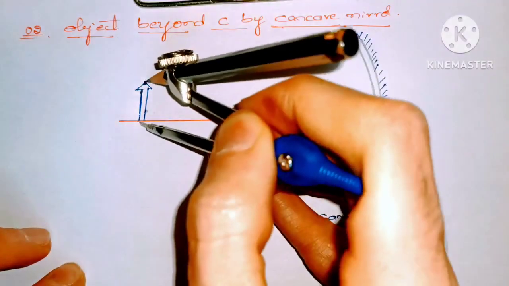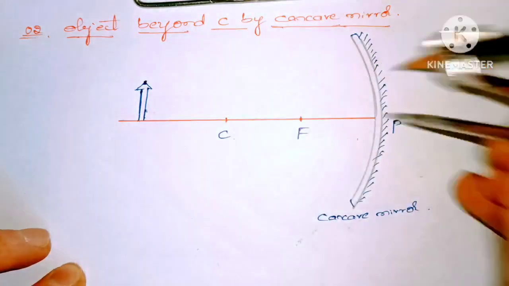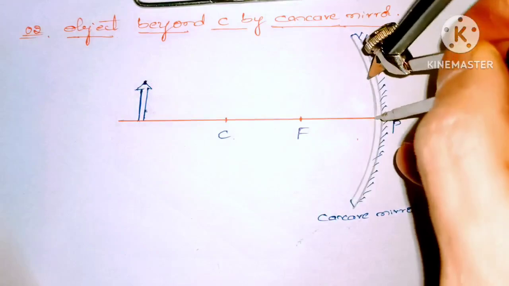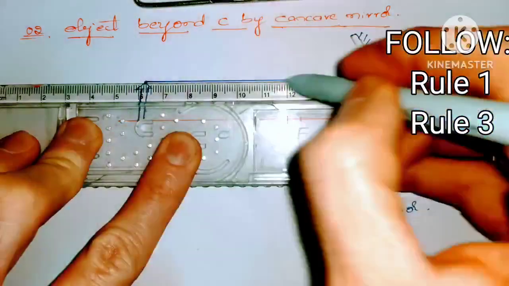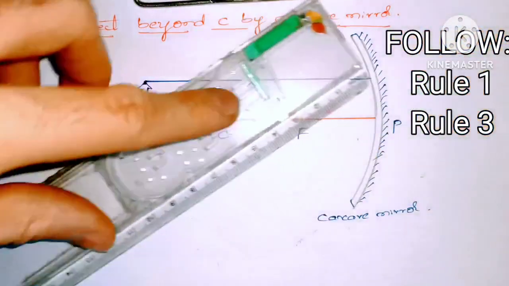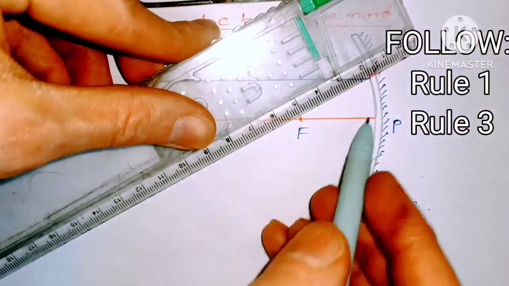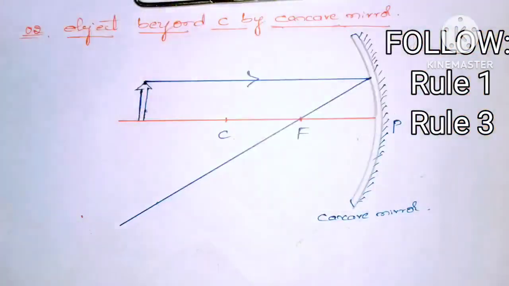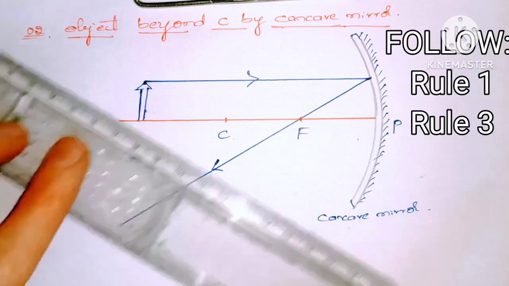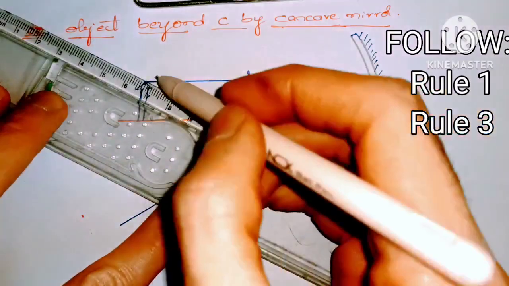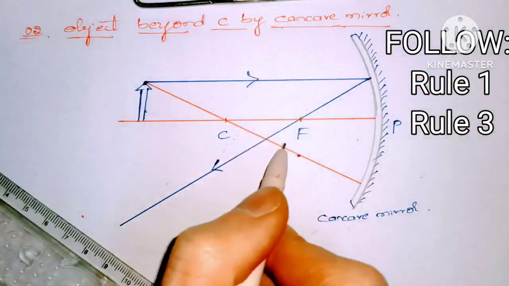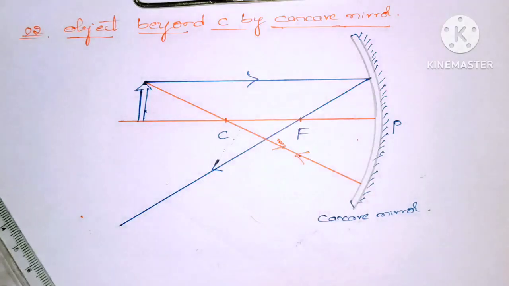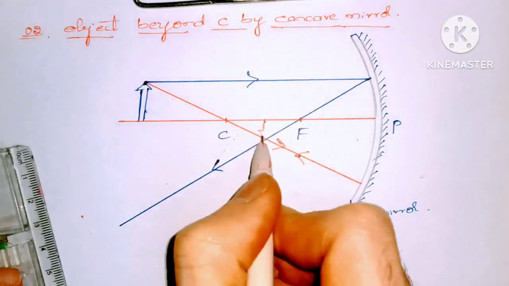By concave mirror. Now as usual, draw the baseline, and now put the object, and now measure and draw the parallel line. Now it reflects on F, rule 1. We know very well, don't forget to put arrow marks. And now the third rule we have to follow here. We have to pass on C, and now that will reflect on C only. We know very well the third rule.